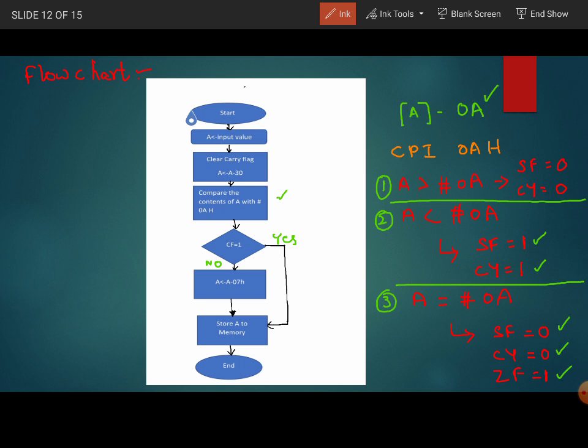And if carry flag is not equal to 1, then the content of accumulator is greater than 0A. So after subtracting 30, if the content of accumulator is greater than 0A, then subtract 07 from accumulator register. That is what is here, A minus 07, and result in A. And the result again store it in the memory.